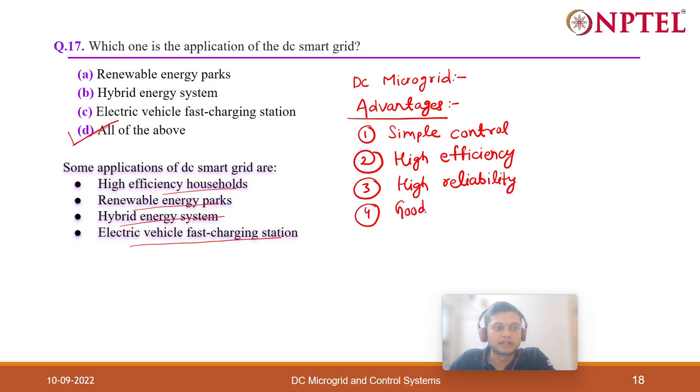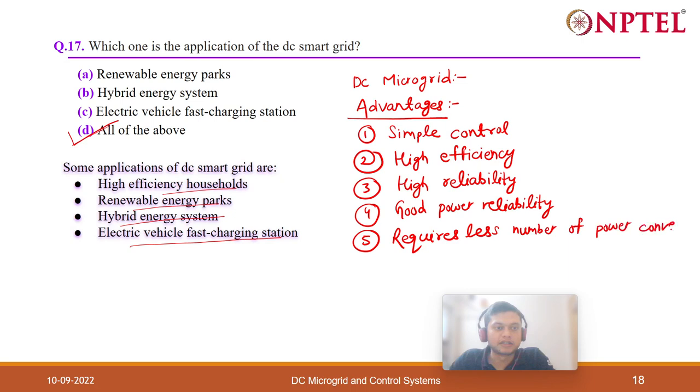Good power quality, it also requires fewer power converters for the DC loads to interface DG. We can easily integrate distributed energy sources like batteries and supercapacitors, and we can easily have an electric vehicle fast charging station also. And one of the main disadvantages of DC microgrid is a large amount of load converters which are characterized by constant power loads.